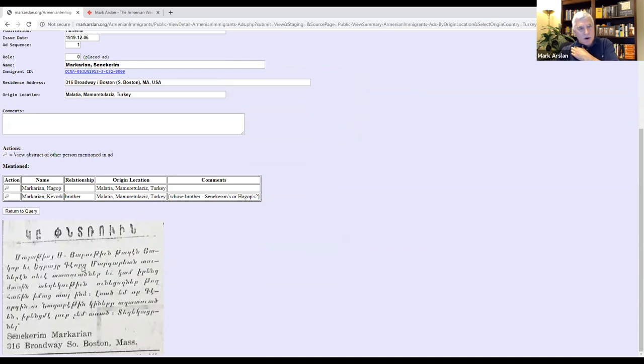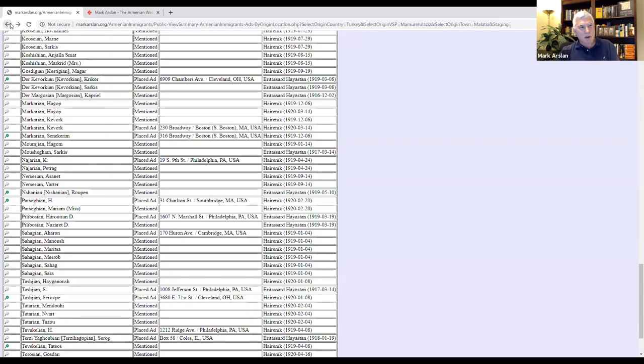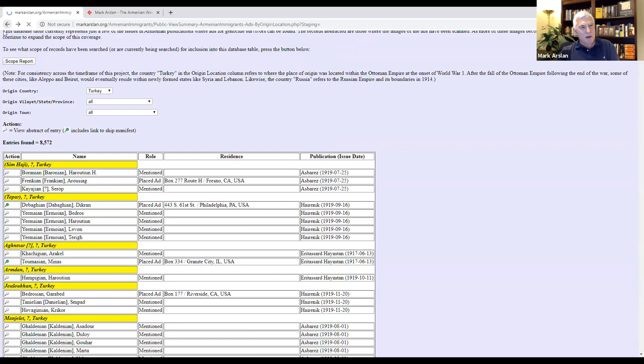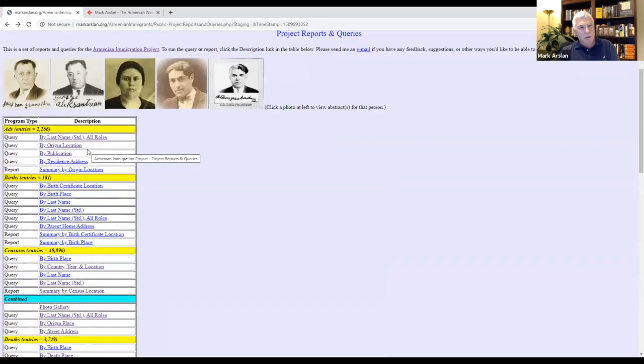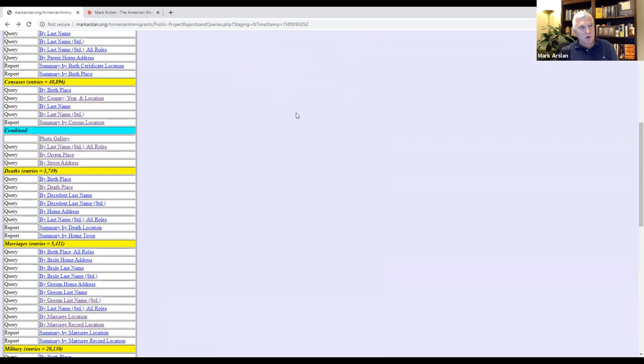Those of you who can read Armenian will know it has some additional information. But what I'm picking out is place names, addresses, and personal names of everybody that's mentioned or placed the ad. I think missing persons ads are a pretty cool thing to look at. You can look at them by where they came from, by name, or by publication and date. I'm not going to go through each of the rest of these, but you can explore each one by searching by place name, personal name, location and so on.